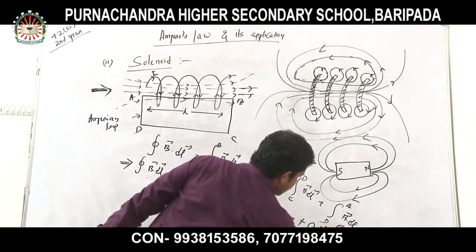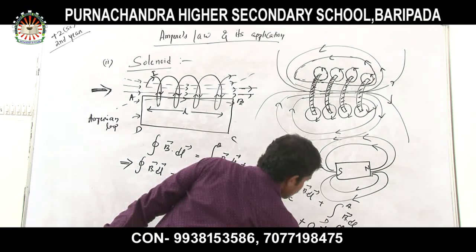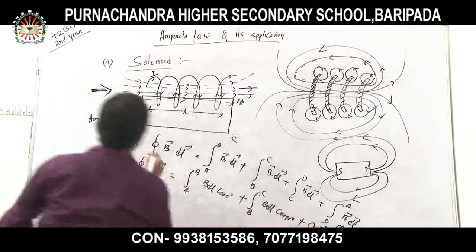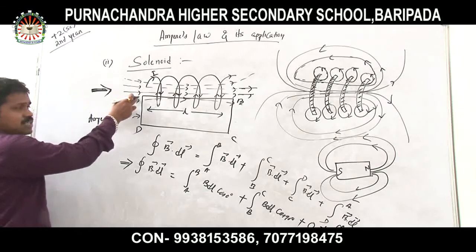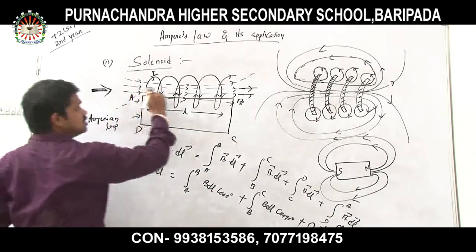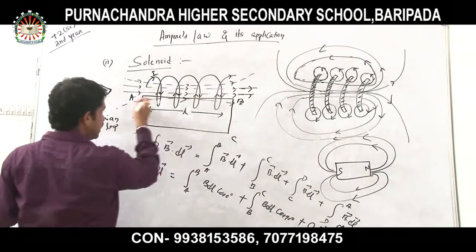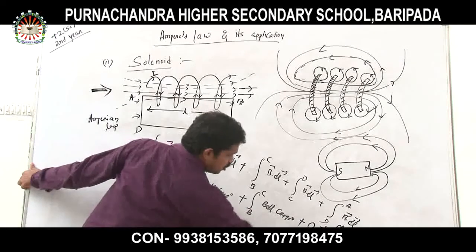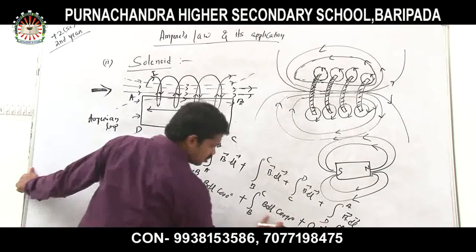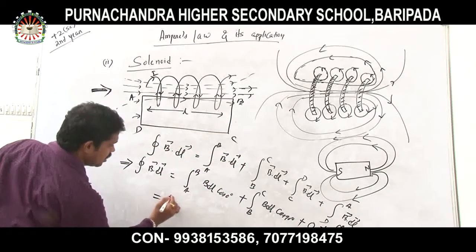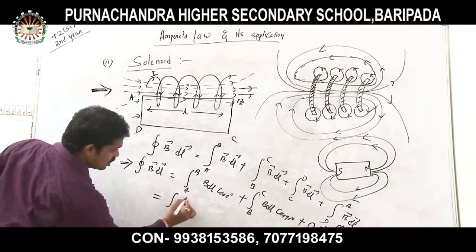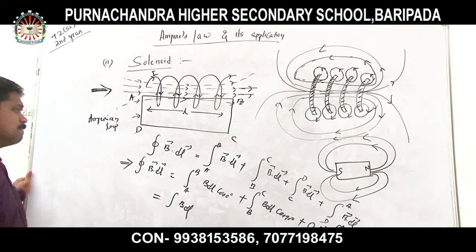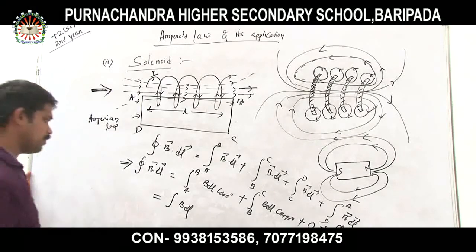Now plus again D to A, same process. That is integration D to A, that is B dl cos 90. Why? Because DA is your dl, and the angle with the magnetic field is 90 degree. So all these values become 0, since cos 90 is 0. So only left here is integration B dl. Understood all of you?